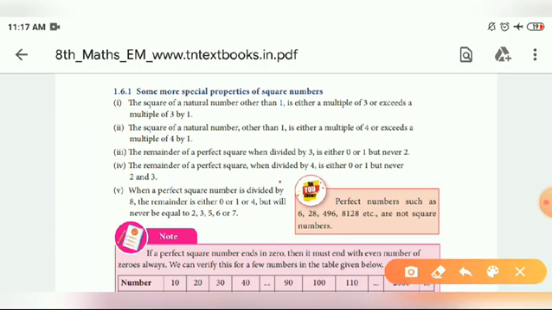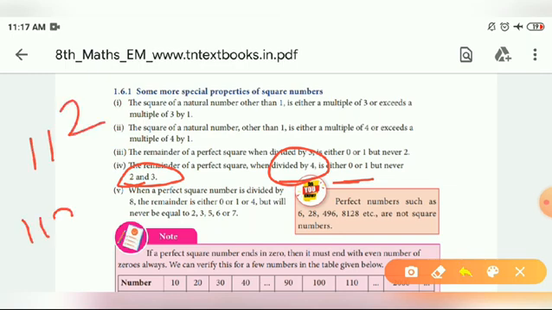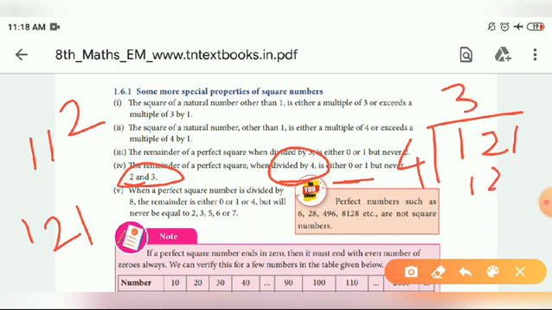In the same way, the fourth one: when a perfect square is divided by 4, you get a remainder of either 0 or 1, but never 2 or 3. 2 and 3 cannot be the remainder. For example, let's take 11 square, which is 121. If you divide 121 by 4, 30 4s are 120. So the remainder is 1.